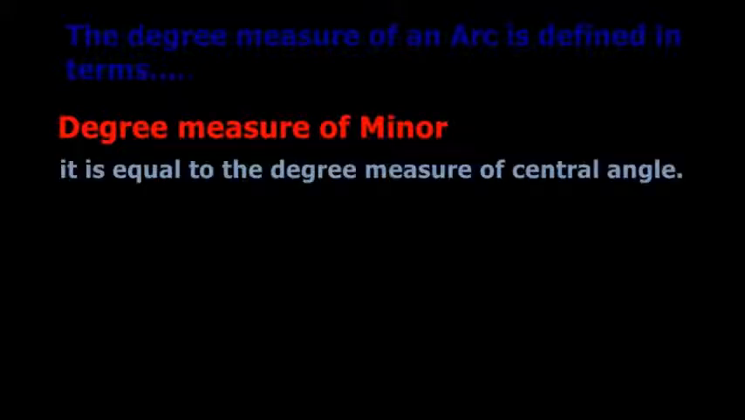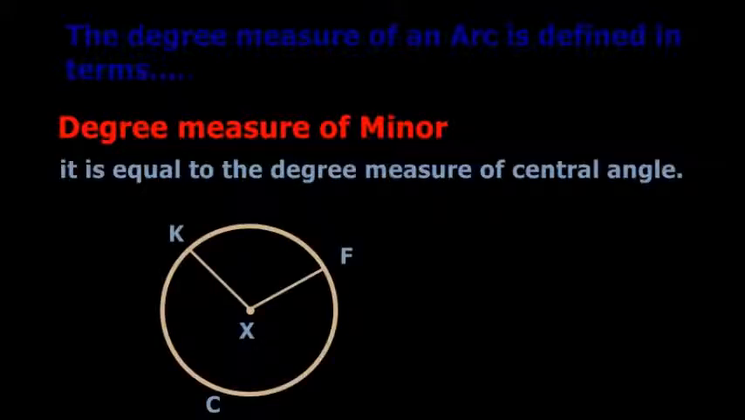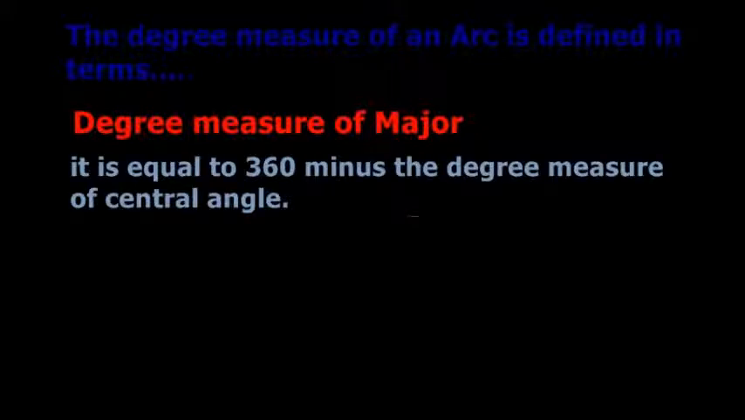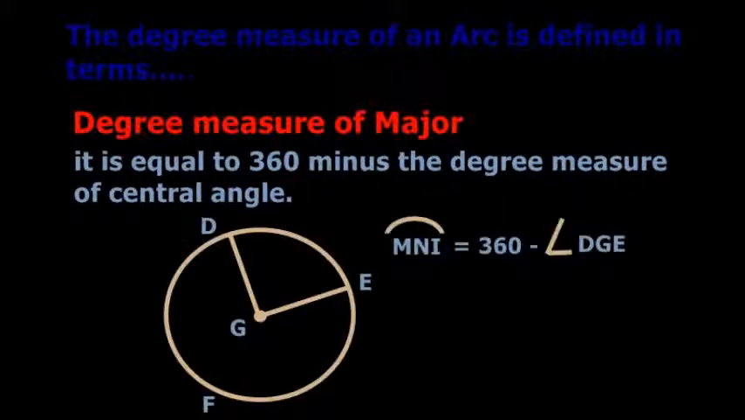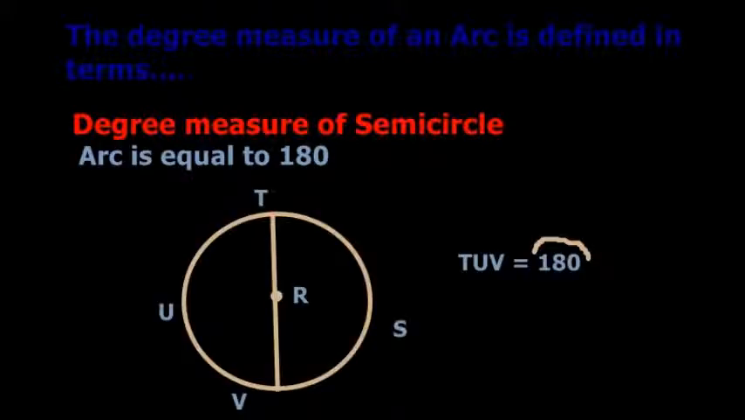The degree measure of an arc is defined in terms of the central angle. Degree measure of minor arc. It is equal to the degree measure of central angle. Arc KF equals angle KXF. Degree measure of major arc. It is equal to 360 minus the degree measure of central angle. Arc MNA equals 360 minus angle DGE. Degree measure of semicircle. Arc is equal to 180. TUV is equal to 180.